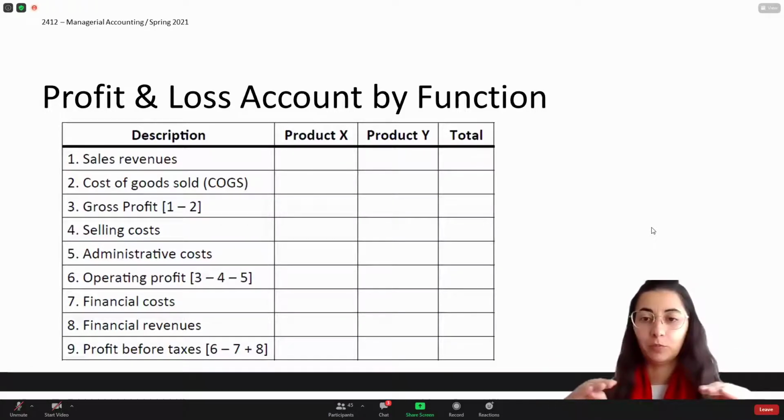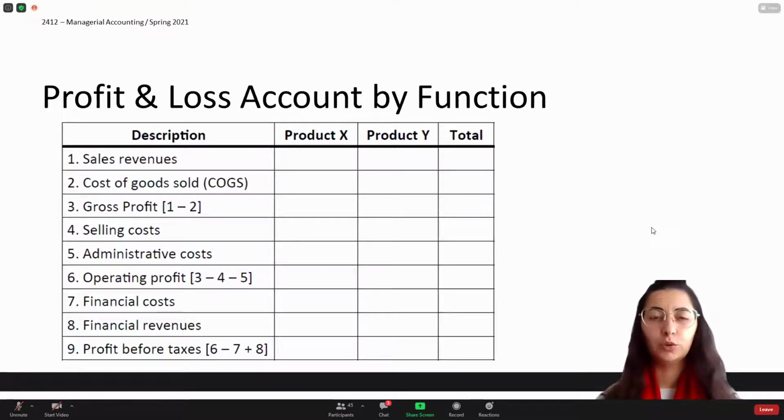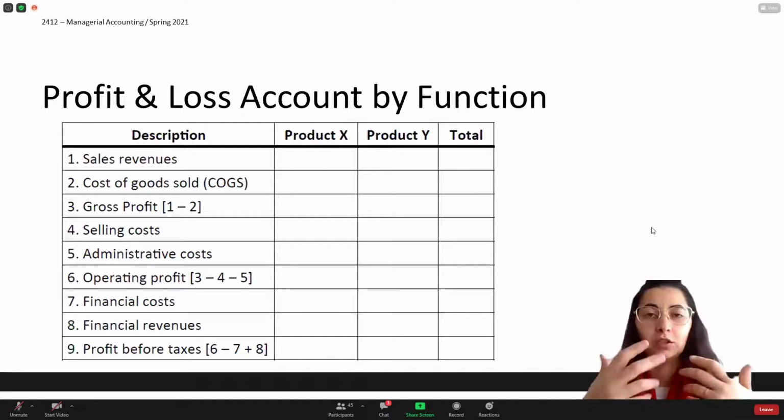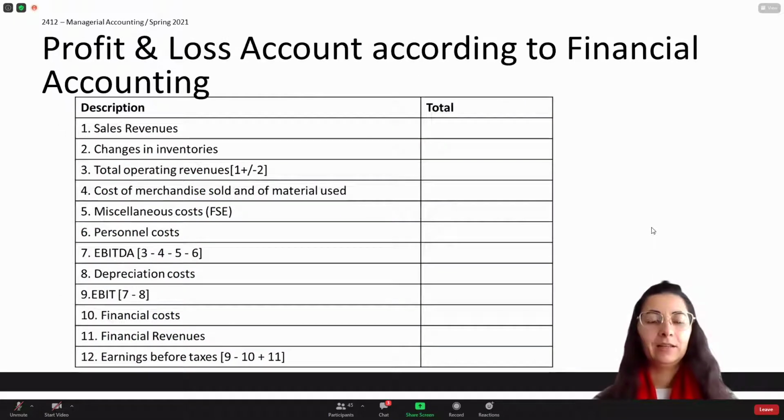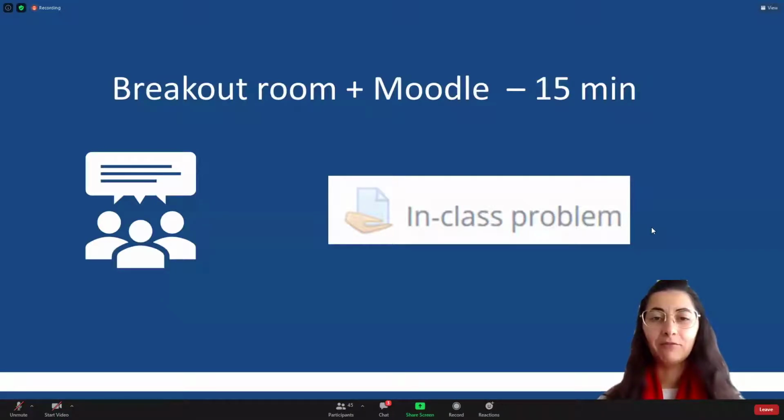But at the end of the period, the profit should be the same. It shouldn't change. It's just a way of categorizing costs. Same costs, same revenues, just categorized differently in the P&L. Okay? So now we will have an activity.